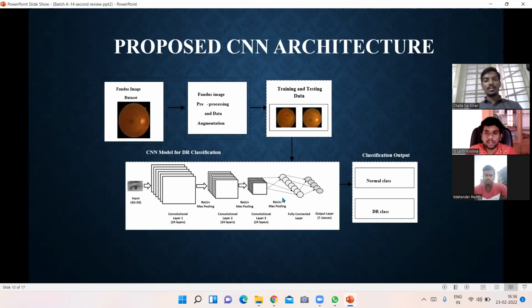After this, we go finally to the fully connected layer. The fully connected layer consists of weights, and fully connected layers are those layers where all the inputs from one layer are connected to every activation unit of the next layer. So we will get a final output as a normal class or a DR class. The normal class means we do not have any diabetic retinopathy. The DR class output means we have some severity.